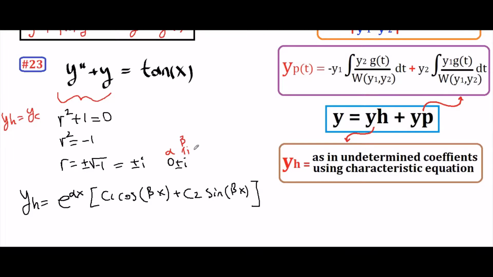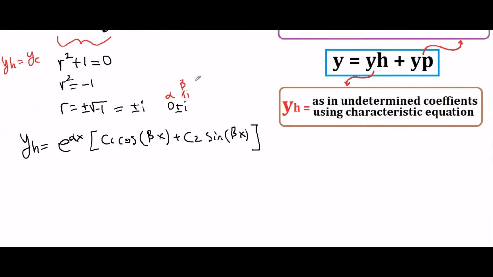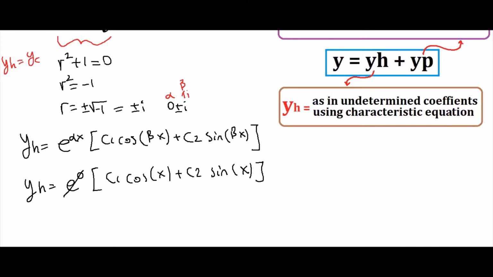So here our alpha is 0 and our beta is 1. So our y homogeneous part will be e to the 0. Alpha is 0, 0 times x is 0. So e to the 0 is 1, so we don't need this term. c1 cosine of x plus c2 sine of x. So this is our y homogeneous part. And here our cosine is y1 and sine of x is y2.